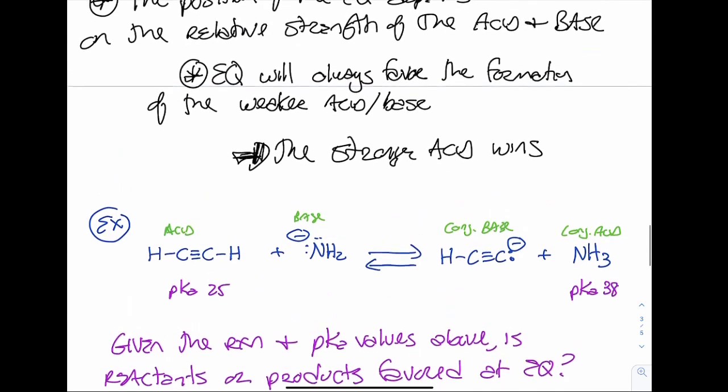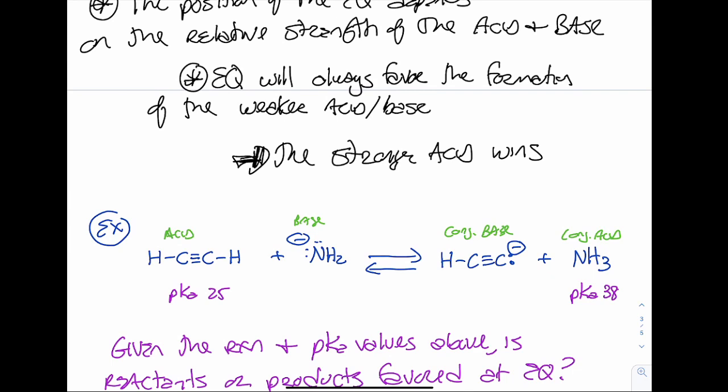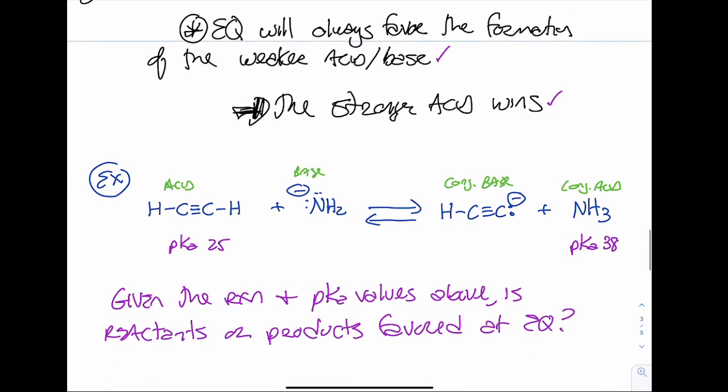So you can look at it two different ways, right? We could say that it always favors the formation of the weaker one, or we could say that the stronger one wins. However you want to look at it, we're going to get the same answer. So we had already determined, because this one is the smaller pKa value, that this acid is the stronger one. So since that one's stronger, it gets to donate its proton, and equilibrium is going to be favored in that direction, right? It's going to be the forward direction that's favored.